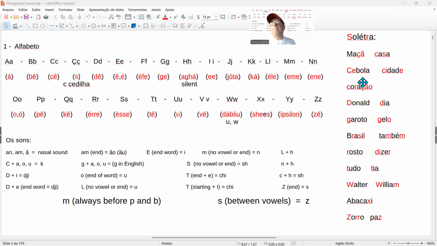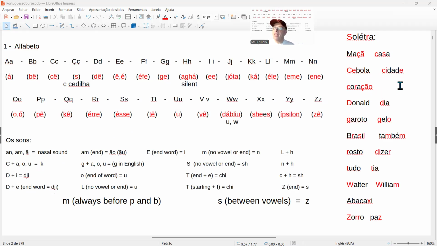Então, cebola. And the same thing here. It's followed by an E, I, right? C, E, cidade. It's not going to be quidade, right? It's going to be cidade. Of course, some people will say differently, but in real, cidade. Remember, de, sounds G.